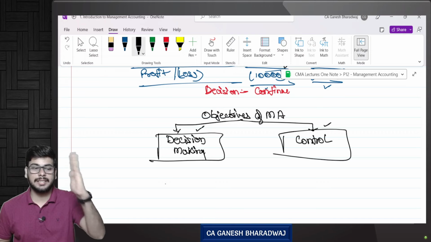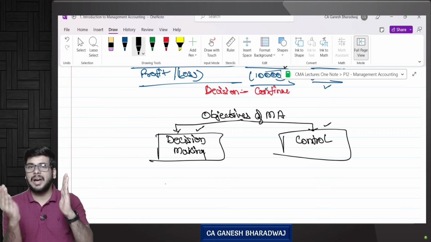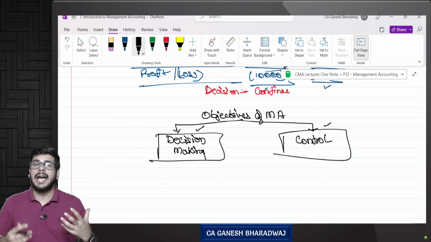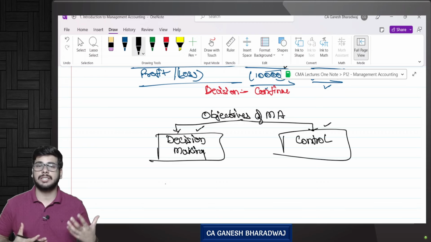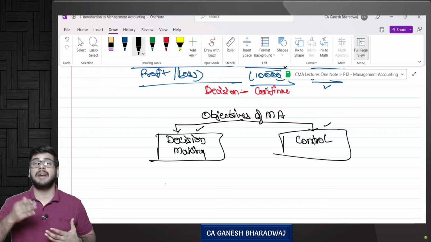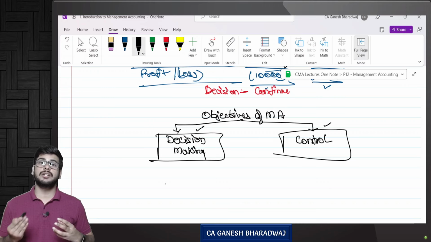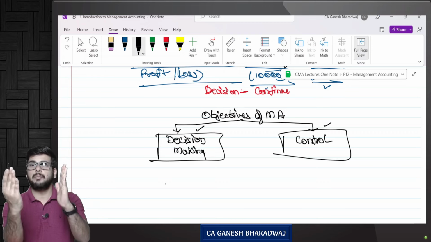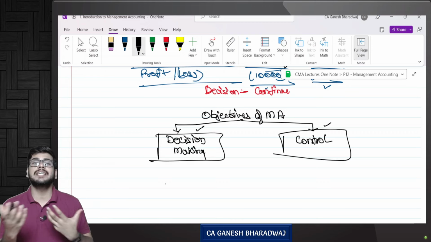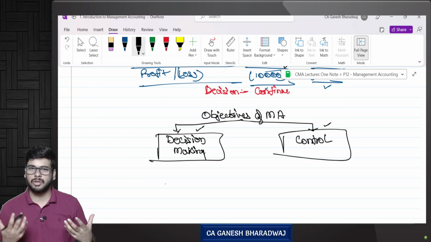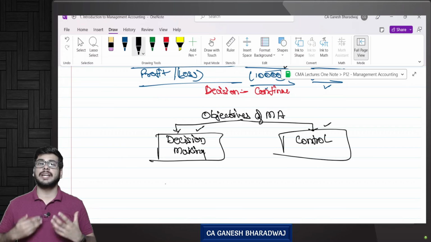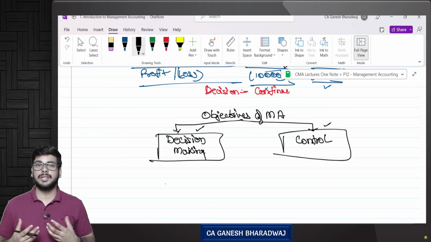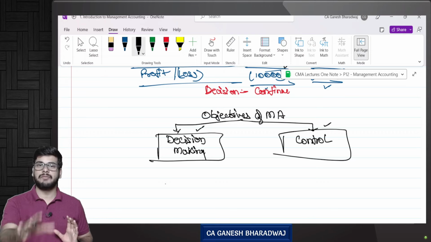So they will set some standards, compare the actuals with the standards, and come up with the differences called variances. That's why we have another chapter called standard costing and variance analysis. They will set the standard, compare that with the actuals, and any difference between the two is called variance. The variance will get analyzed, and if it is a favorable variance, they will reward the employees. If it is an adverse variance, they will punish the employees.